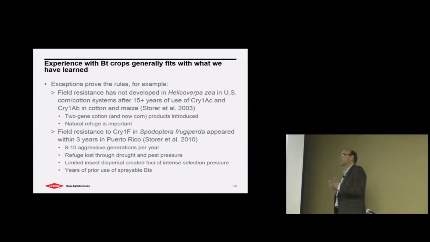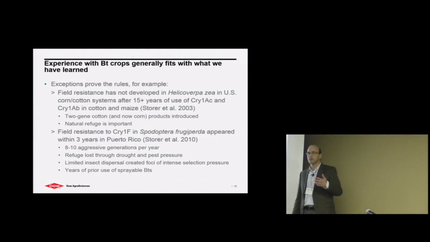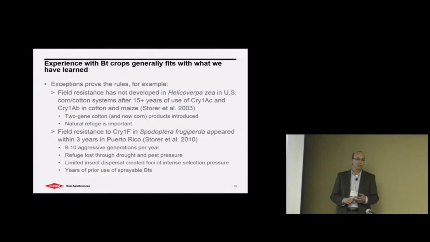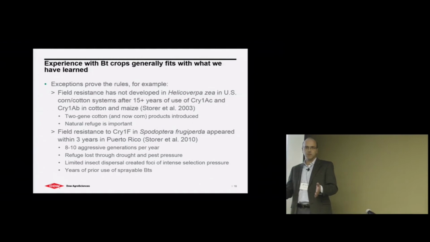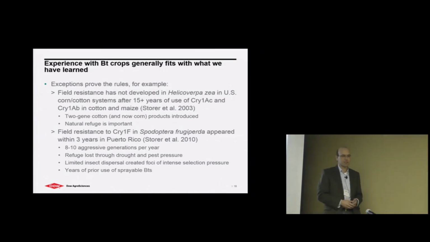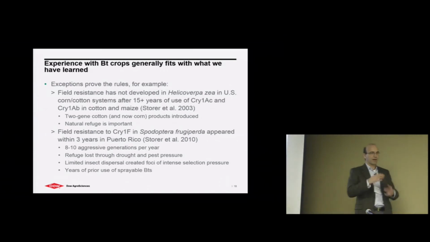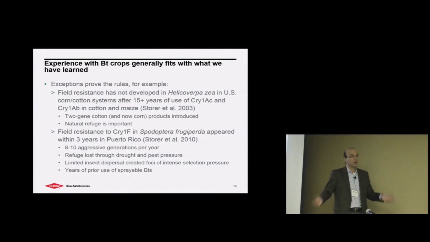And our experience over the last 15 years has really supported that what we've learned from the models is true. The exceptions to expectation actually prove the rules in this case. So my first model when I was at NC State was Helicoverpa zea, corn earworm in a corn-cotton ecosystem, moving between the two crops multiple generations a year, flying around between fields and so forth. Predicted that we would get resistance in 5 to 8 to 10 years. Here we are 15 years later, we don't have resistance to Bt crops in corn earworm.